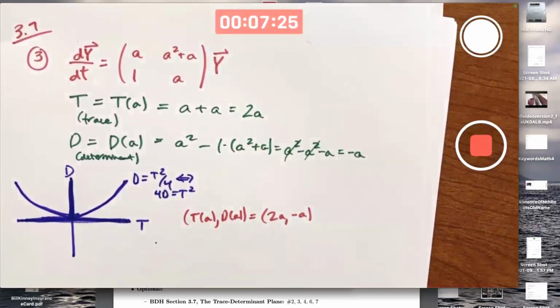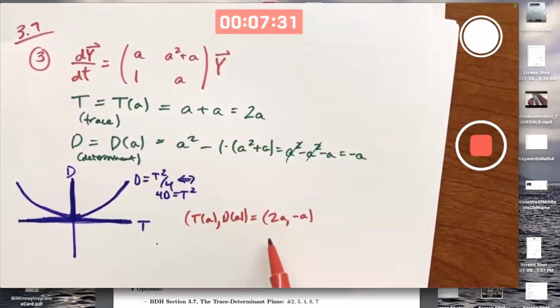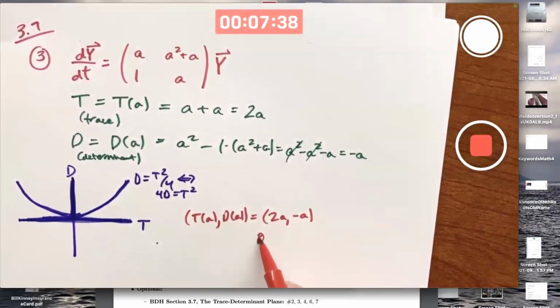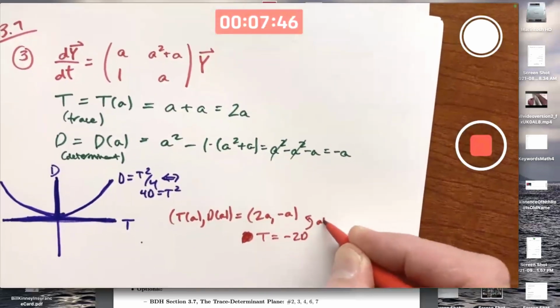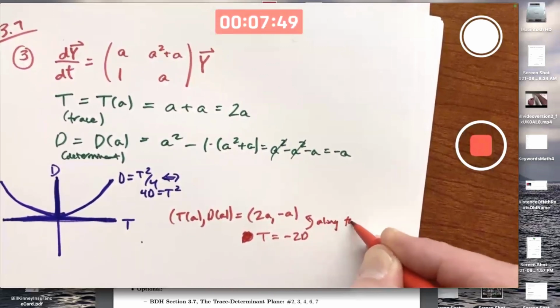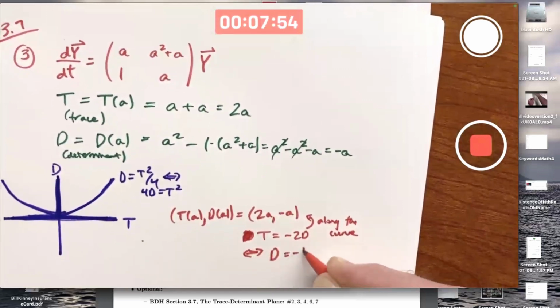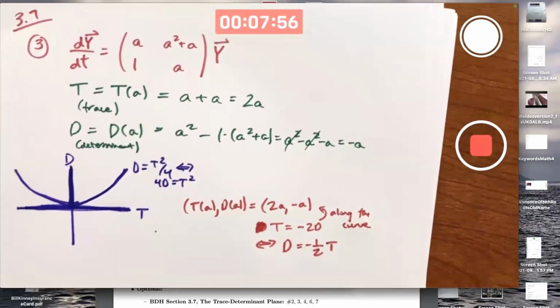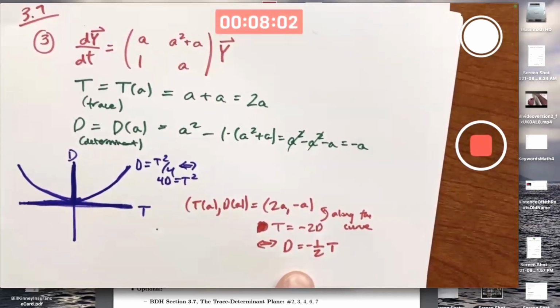You can actually just think about it as well. It's a pretty simple one here. No matter what A is here, you could say T equals negative 2D is one thing you could say along this curve, no matter what A is, which is equivalent to D equals negative 1/2 T. And so what I'm trying to say is this parametric curve will be on the line to the origin with a slope of negative 1/2.